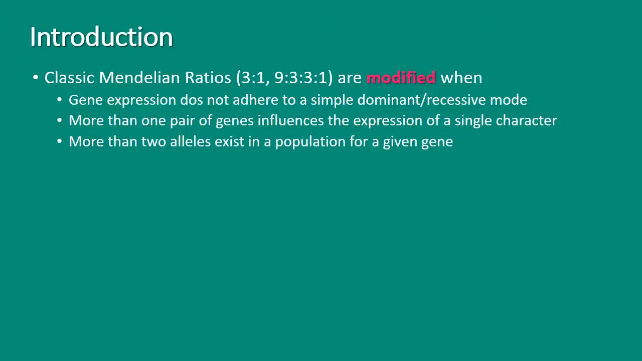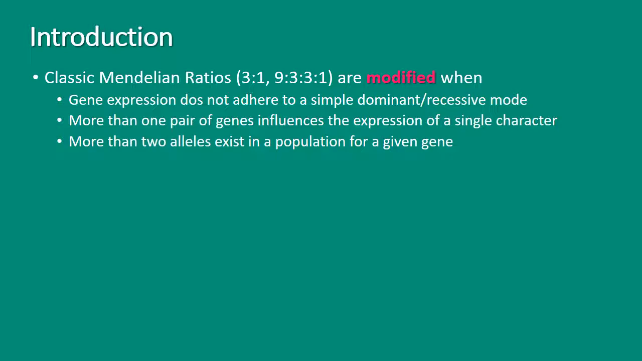In chapter 3, we learned about classic Mendelian ratios. We learned that if you take two heterozygotes exhibiting one trait and cross them, you'll get a 3-to-1 ratio between the two traits, and a 9-to-3-to-3-to-1 ratio for dihybrids. However, these ratios will be modified if some more complicated things are occurring. For example, if these genes aren't straightforward dominant and recessive, that can change the ratios.